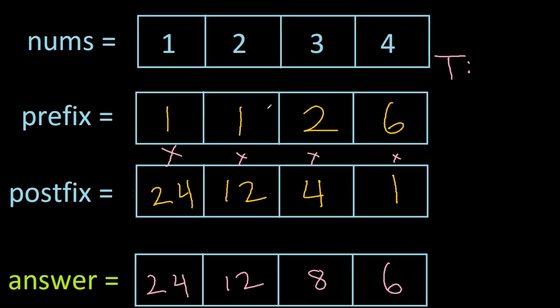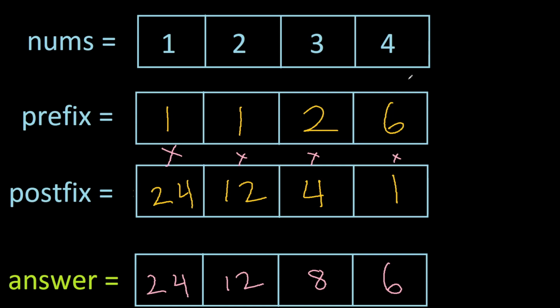So for time, we have to iterate through every single element for the input. We will call this O of n for time. And for space, because we're creating two arrays of the same size as nums in terms of how many elements there are in it, space will also be O of n.